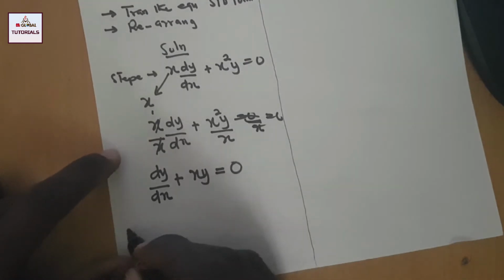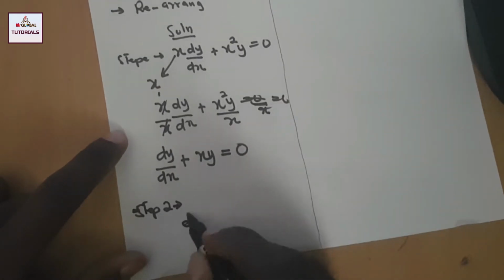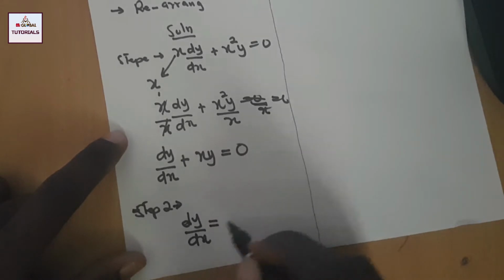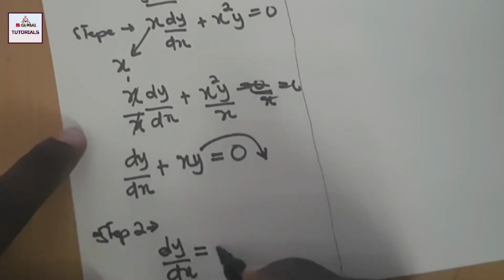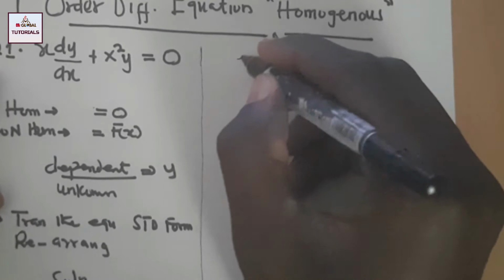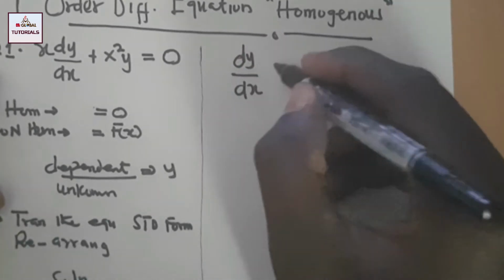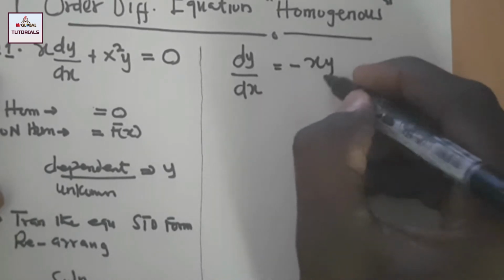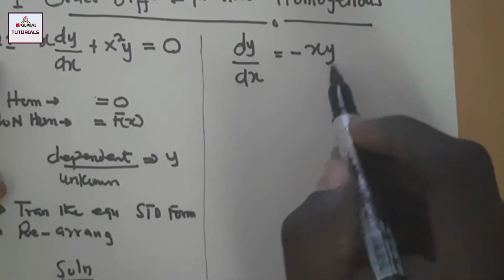Step 2, we need to rearrange. dy over dx is equal to, we bring this one to the right side, making it negative, minus xy. Let's continue from this one. dy over dx equal to minus xy.